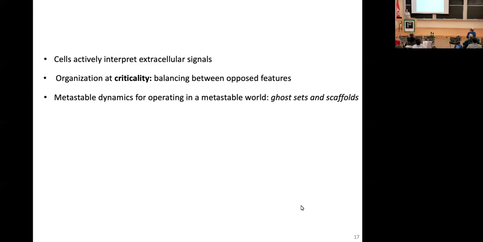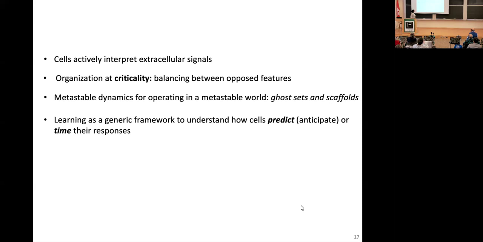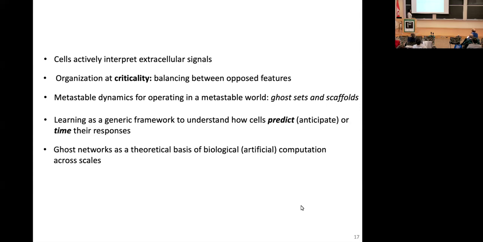It also seems intuitive that if your environment is metastable, then your intrinsic dynamics had better also operate in a metastable regime, because this is how you can respond to the environment. One way to do this is by having these slow sets or more complex scaffolds, which seem to be present in biochemical networks in single cells, but also in these models of neuronal networks that we have looked at in very simple examples. So this gives us some hope that we can extend the framework of learning also to the level of cells and ask questions about how cells predict, anticipate, or time their responses. One example, as I showed you, is this timing task; one can easily imagine such a task on the level of a biochemical network in single cells.